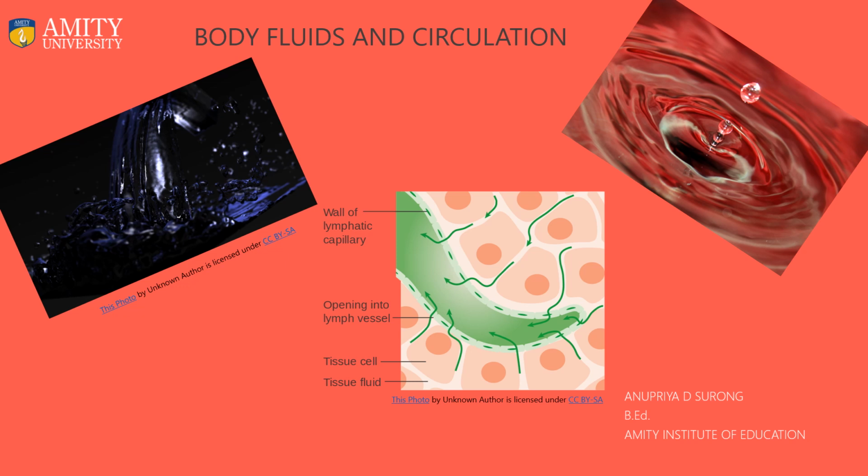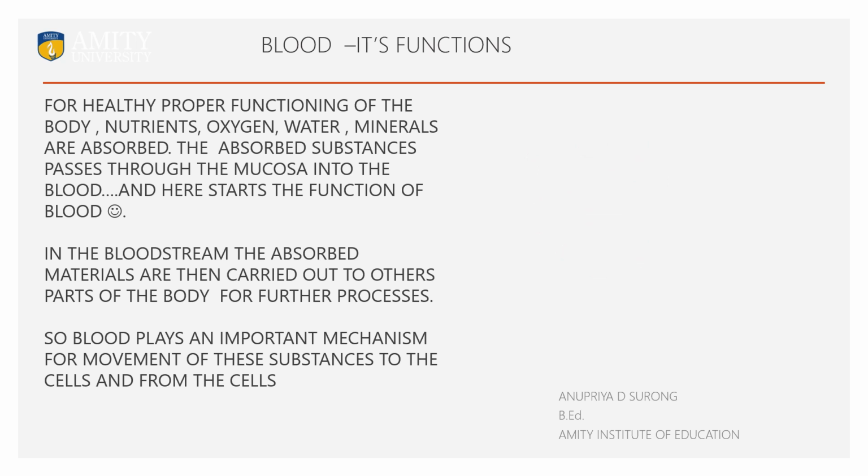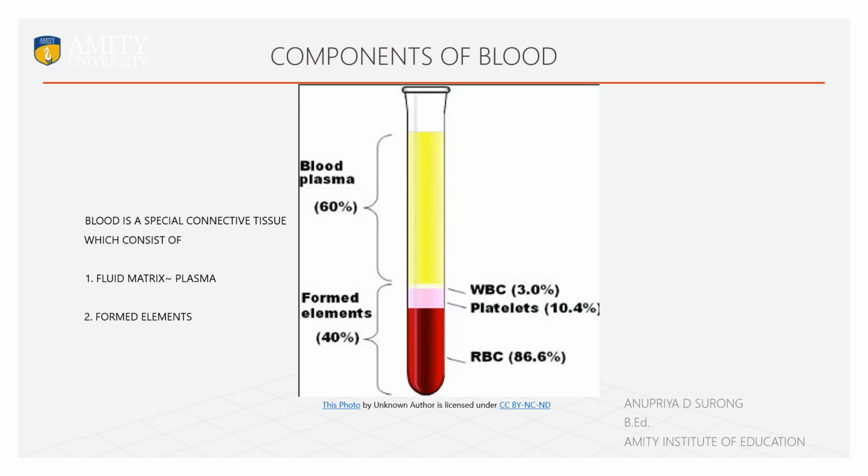Well, in the last class we have learned about body fluids and circulation, about blood and its function. We have also listed down the components of blood, which are fluid matrix plasma and formed elements comprising of erythrocytes, which are red blood cells, leucocytes, which are white blood cells. And also, remember, platelets is also a component of formed elements, which is the component of blood.